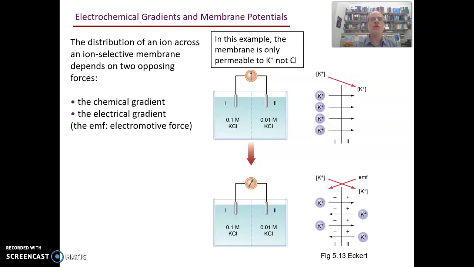Now, if you let the system go to equilibrium, the chemical gradient across the membrane will eventually equal the electrical gradient, i.e. the electromotive force. And they will become equal in force, but in opposite directions. Again, it's important to remember that this charge difference is only in the proximity of the membrane. There's no difference in charge in the bulk fluid away from the membrane.